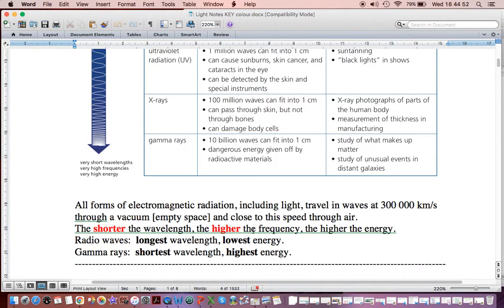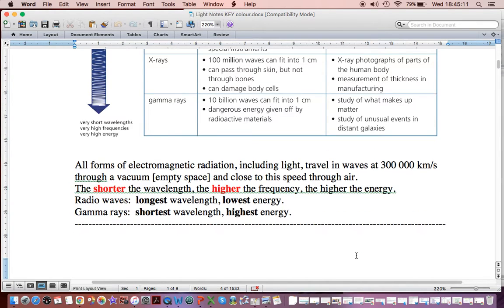So some blanks to fill in. The shorter the wavelength, the higher the frequency, the higher the energy. And if we go the opposite way, if we have longer wavelength, we're going to have lower frequency and lower energy. So radio waves have the longest wavelength, lowest energy. Gamma rays, shortest wavelength, highest energy.